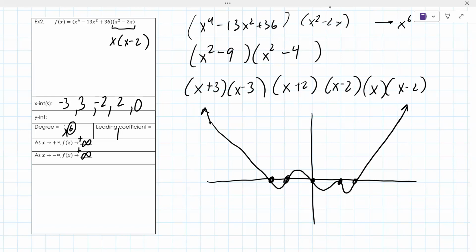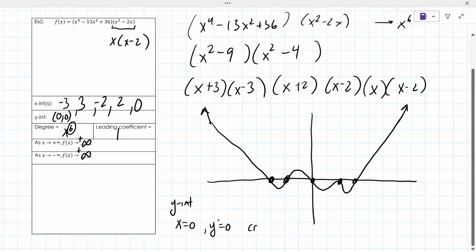To get the y-intercept, you have to put 0 in for x. And because it crosses at 0, the y-intercept is also 0. So whenever it crosses at 0, it automatically means that the y-intercept would be 0. Otherwise, you put 0 back in the original: 0 to the 4th, 0 squared plus 36 times 0 squared minus 2 times 0.